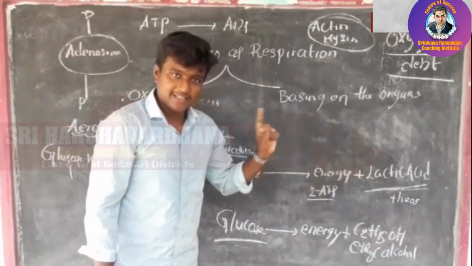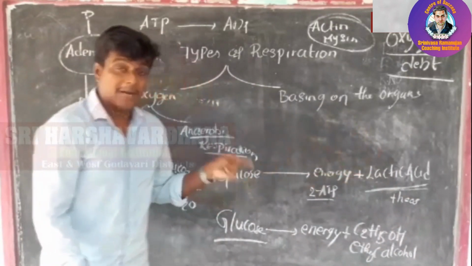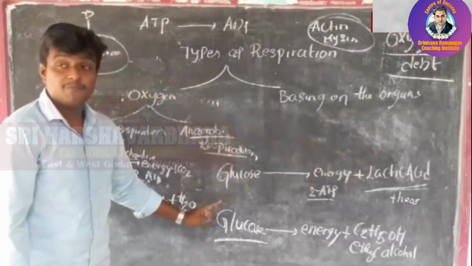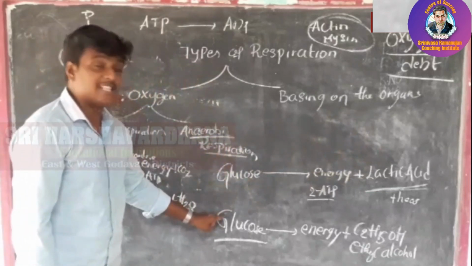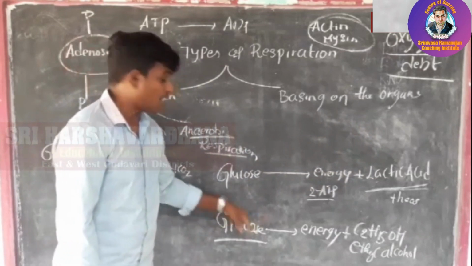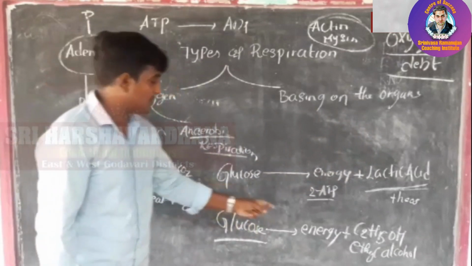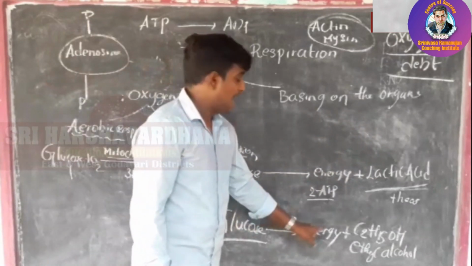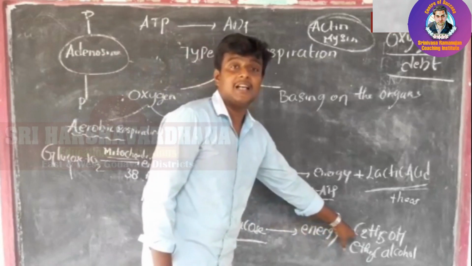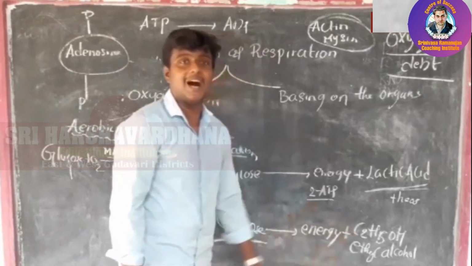Actually, in human beings, glucose is broken down to release energy and lactic acid. But in microbes, glucose is broken down without oxygen, and they release some amount of energy. At the same time, they release alcohol also.